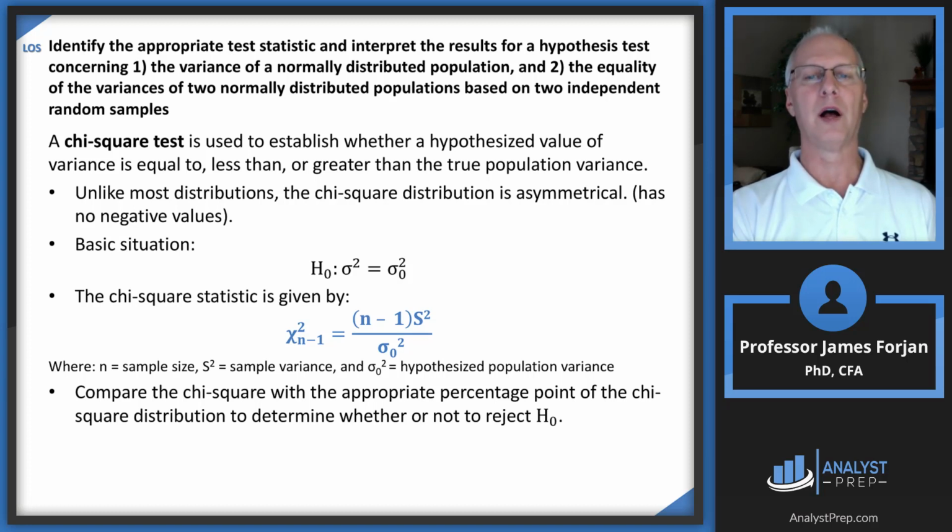So look at that null hypothesis. The null is that the variance is equal to some hypothesized value. And there's the chi-square distribution. It's n minus 1, where n is the sample size, times the sample variance, divided by the hypothesized population variance.